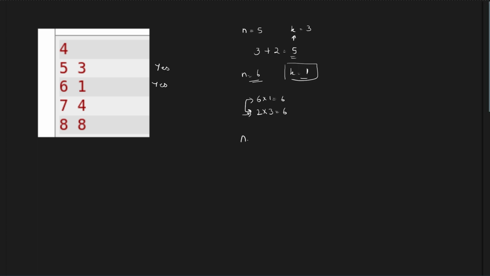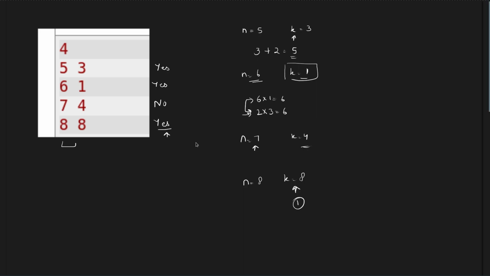Now the next is n equals 7 and k equals 4. In this case you would observe that there is no way to form n equals 7, so the answer would be no. In the last case the answer is yes. As we have discussed, you can use any of the ways, and one of the ways would be, if n equals 8 and k equals 8, we can take one coin of this particular type. So the answer is yes for this case also.